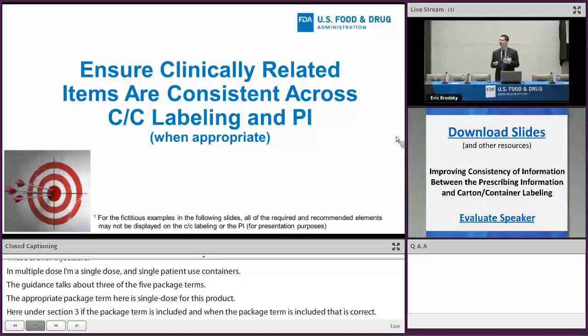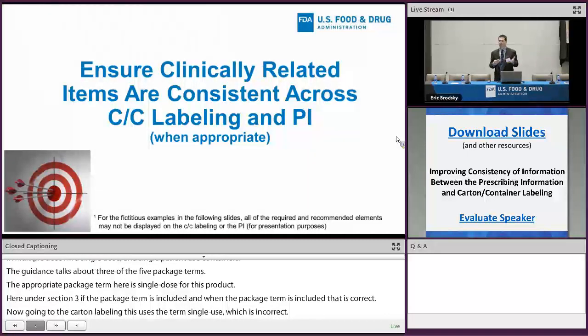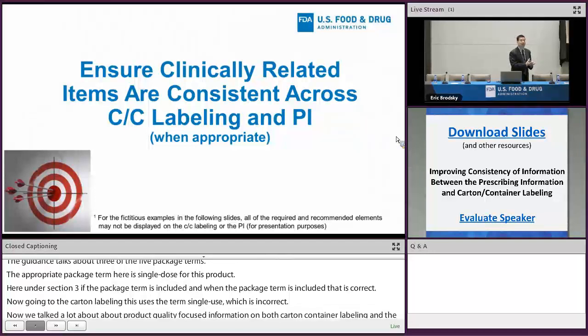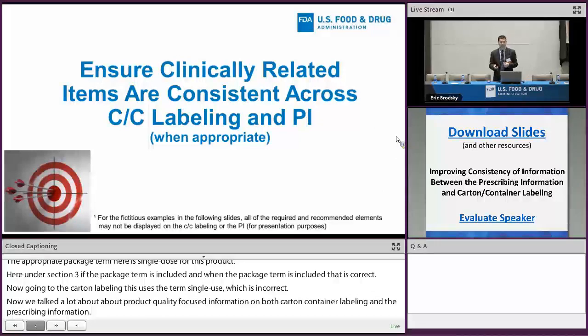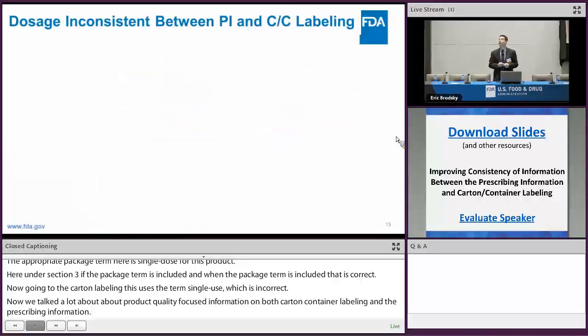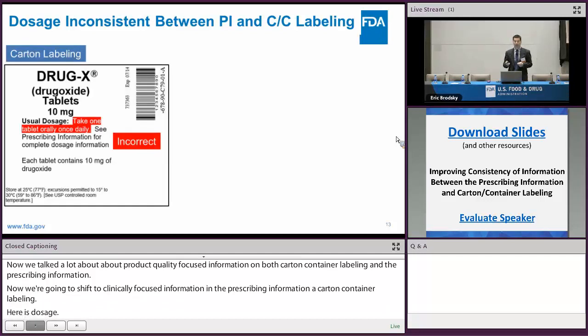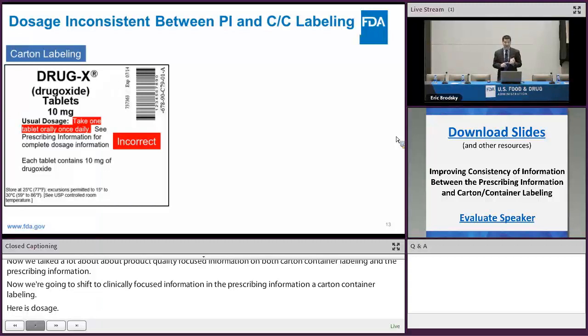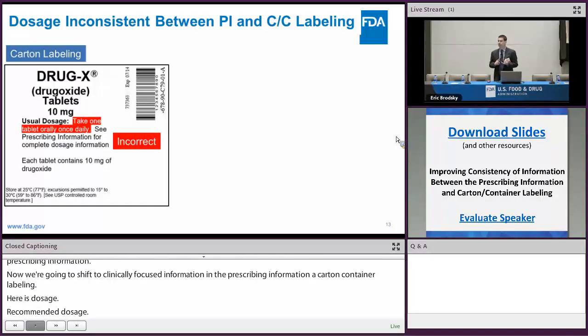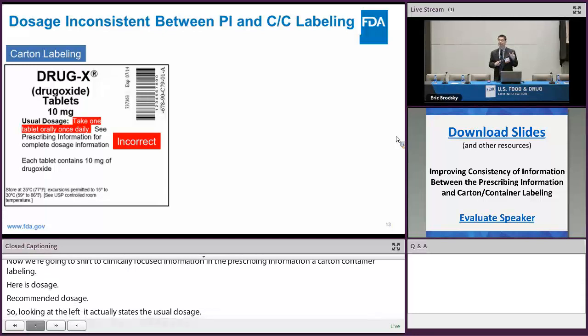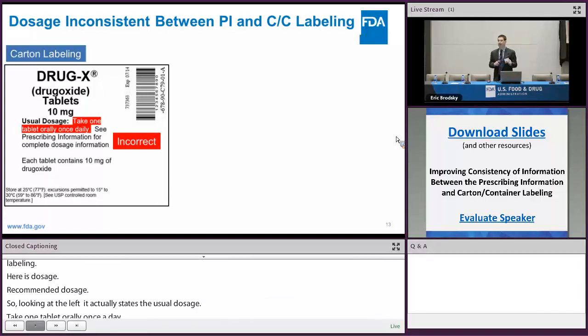Now we talked a lot about product quality focused information on both carton container labeling and the prescribing information. Now we're going to shift to clinically focused information in the prescribing information and carton container labeling. So here is dosage, recommended dosage. So looking at the left, it actually states the usual dosage, take 1 tablet orally once a day. So the recommendation is to take 10 milligrams once a day.